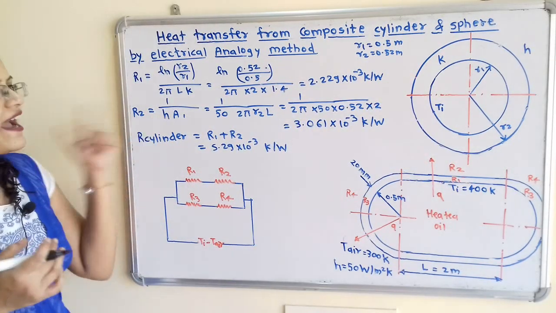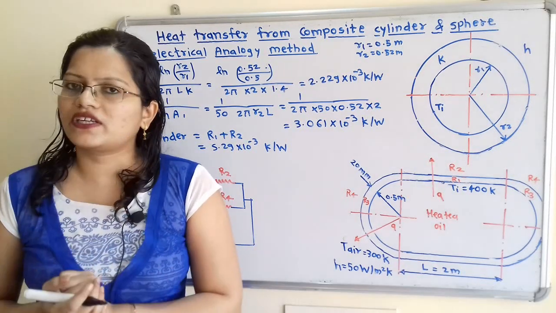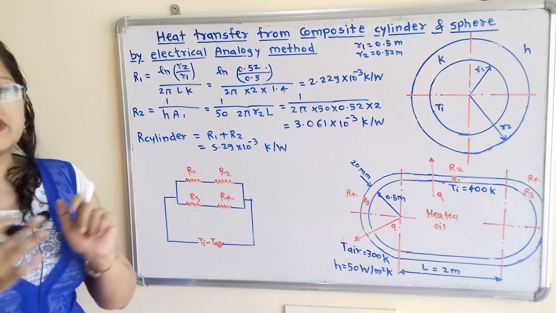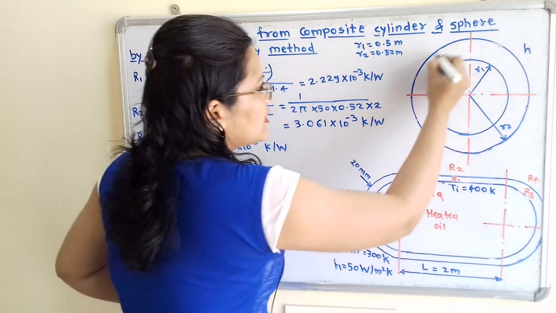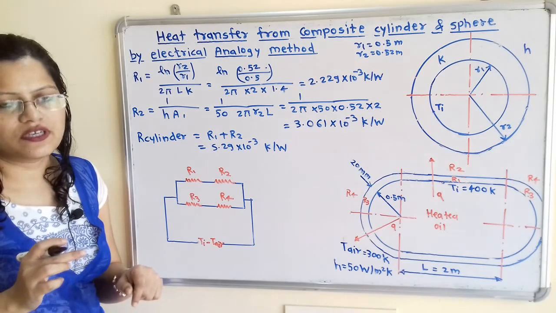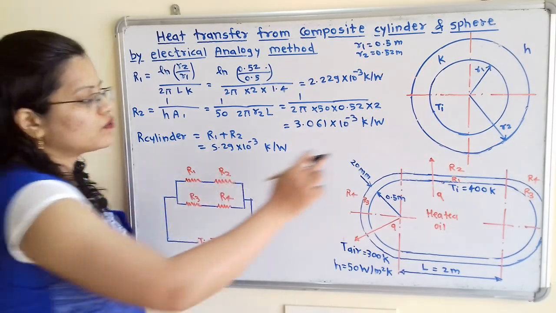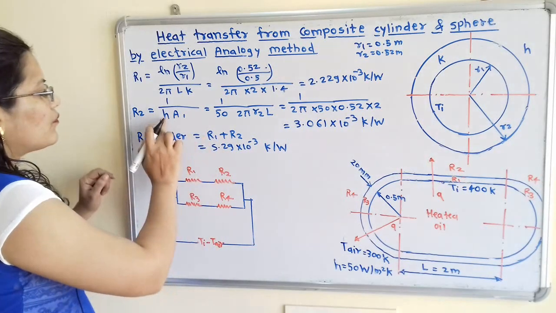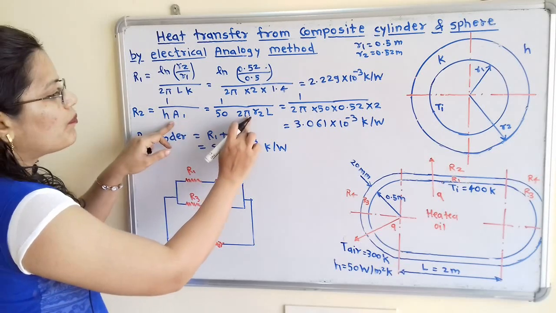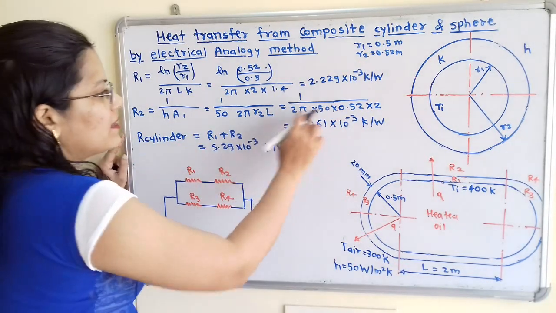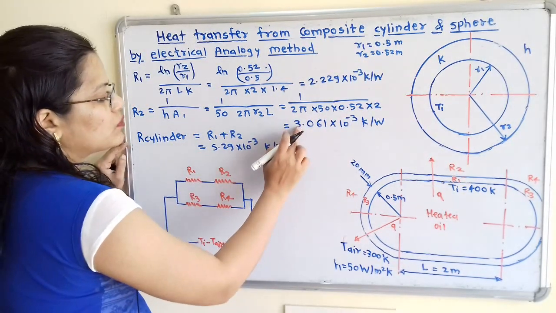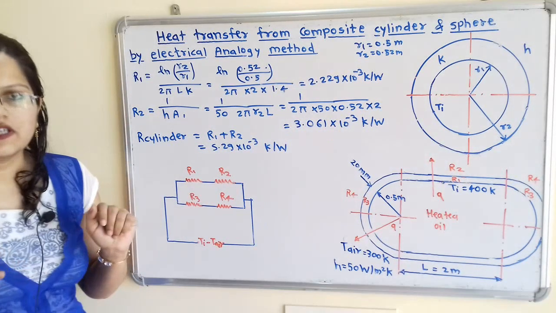Now what is the formula we have to use to calculate the resistance for the convective heat transfer? Here it is 1 divided by H A1. Now this is very important. This outside surface is in contact with air, where the convective heat transfer process is taking place. So we have to take the area with radius R2. So we take 1 divided by H, which is given as 50, and the area 2 pi R2 L. So 2 pi multiplied by R2, which is 0.52, multiplied by L, that is 2. Which is equal to 3.061 into 10 raised to minus 3 Kelvin per watt.